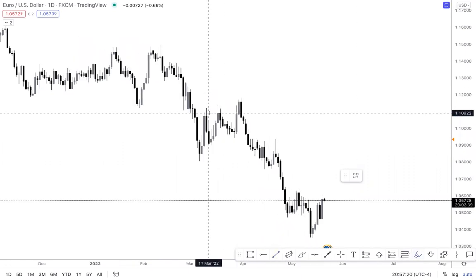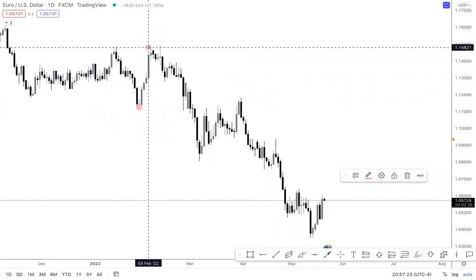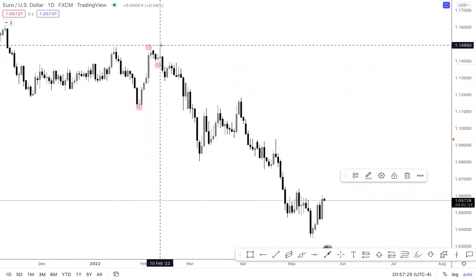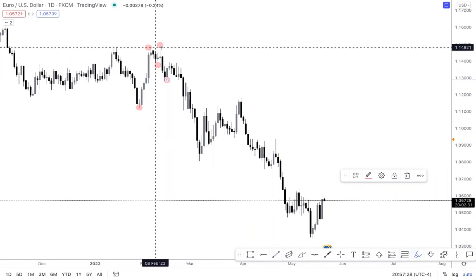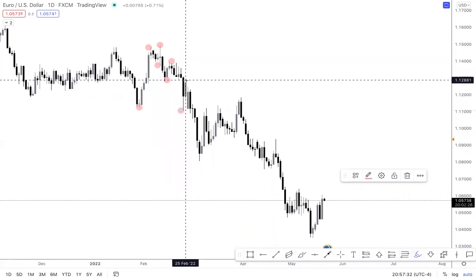Let's bring our highlighter out. What I want people to start practicing is marking out the higher highs and lower lows. Now, this was a little different. This was a price trap. We are going to go over it. I'm going to show you what I mean.